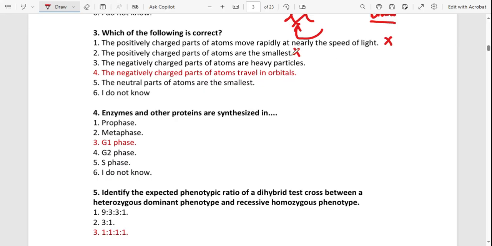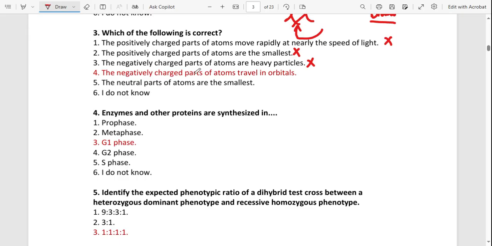No. Protons and neutrons are found in the nucleus. Those are big. That's why they make the atom heavy. The smallest are electrons, found in shells. Negatively charged parts of atoms are heavy. This is the opposite, right? Negative are electrons. Electrons aren't heavy.